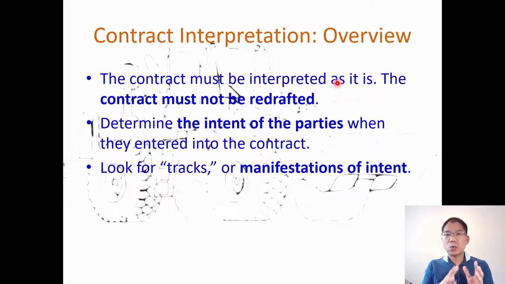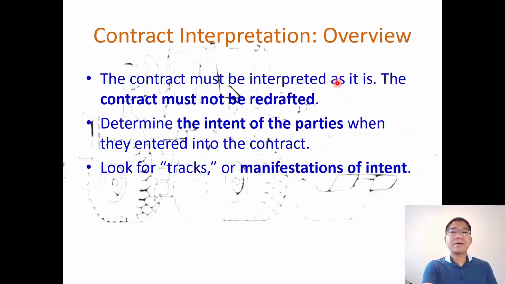So we need to see what the intent of the parties was when they planned to do that, or wrote it that way. And look for the drafts, like draft changes, manifestation of the intent during the negotiation, so that we can see when something is not clear in the contract. So go back to that record to see what the intention was during the contract negotiation.